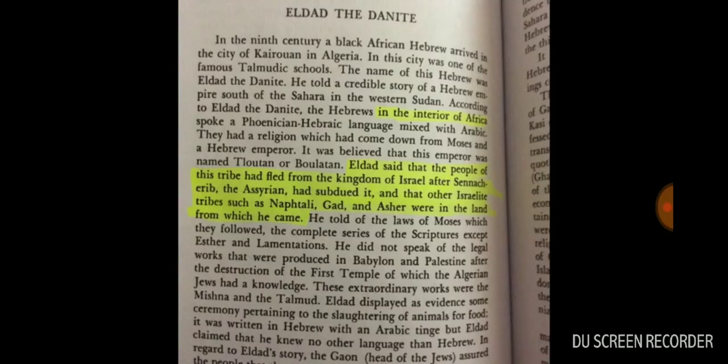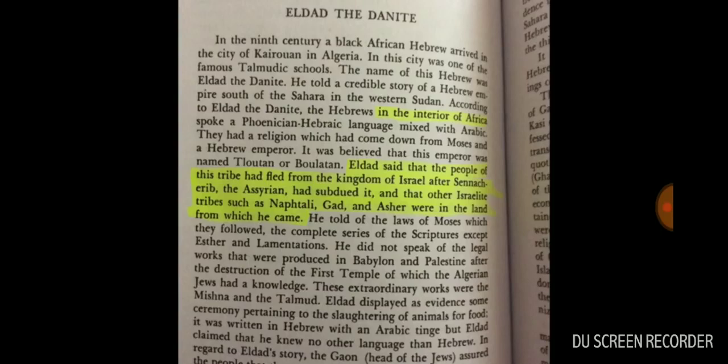In the 9th century, a black African Hebrew arrived in the city of Kairouan in Algeria. In this city was one of the famous Talmudic schools. The name of this Hebrew was Eldad the Danite. He told a credible or believable story of a Hebrew empire south of the Sahara in the western Sudan. According to Eldad the Danite, the Hebrews in the interior of Africa spoke a Phoenician Hebraic language mixed with Arabic. They had a religion which had come down from Moses and a Hebrew emperor.